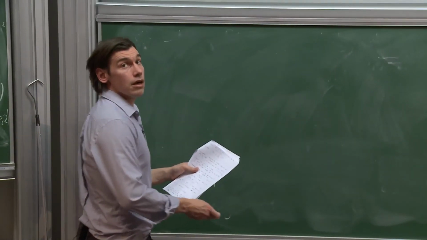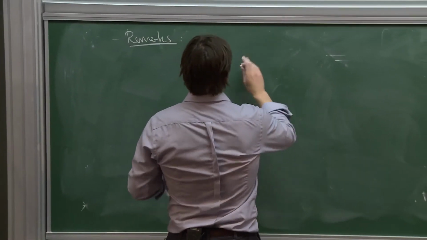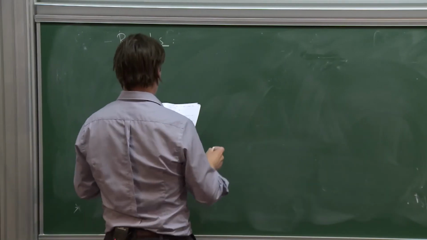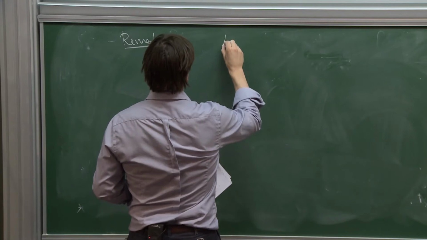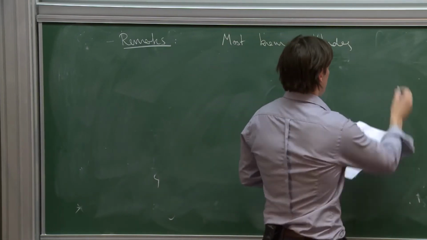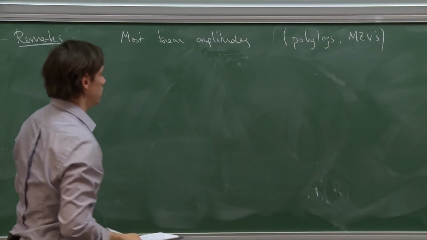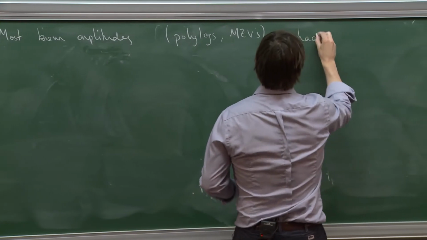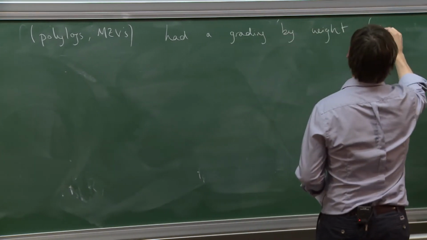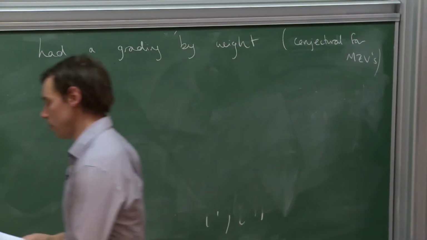Okay, so some final remarks in the last 5 minutes. Should be rather open-ended. So I want to talk about this notion of weight that's been creeping into the picture. The majority of the known amplitudes, for example the polylogs and the MZVs, which form the bulk of what we know about at the moment, had a grading, a notion of weight. This grading is highly conjectural in the case of multiple zeta values. And we can ask where on earth this weight comes from and if it's got anything to do with physics.